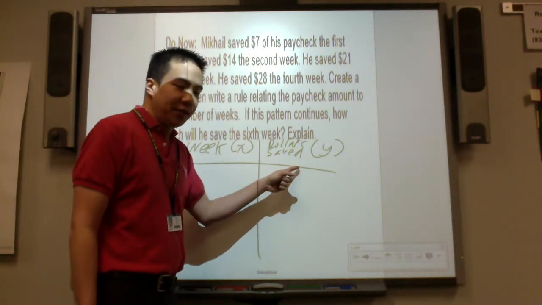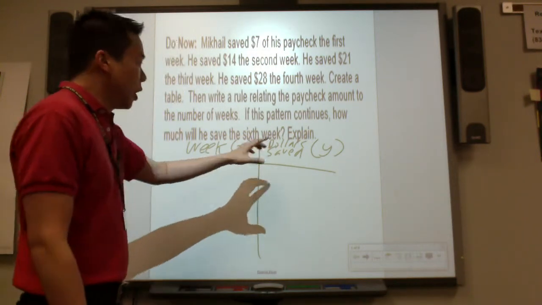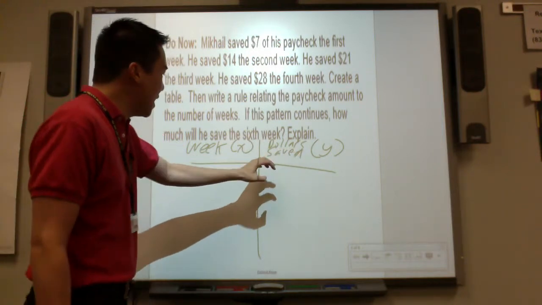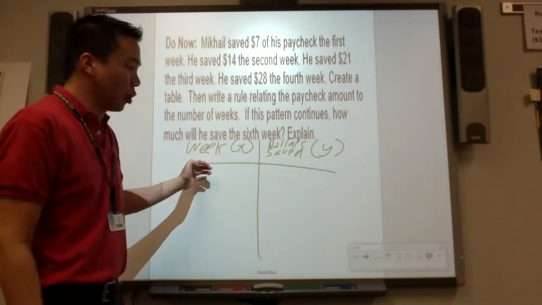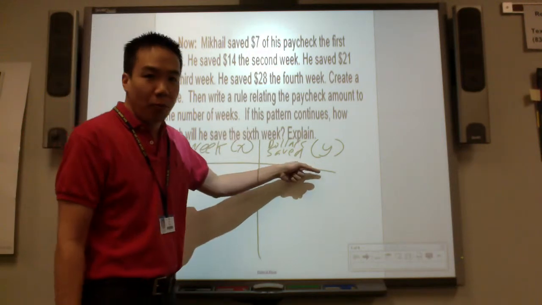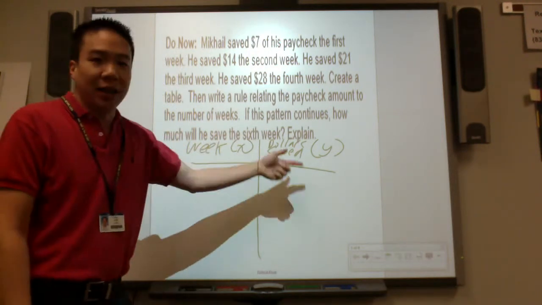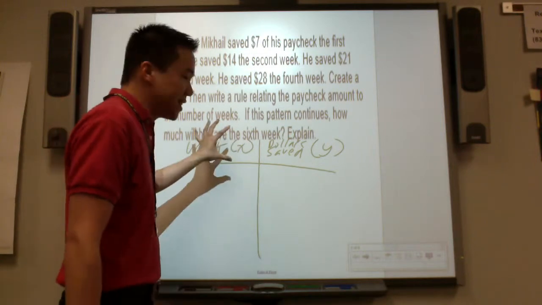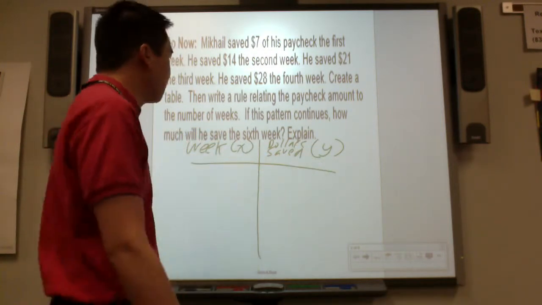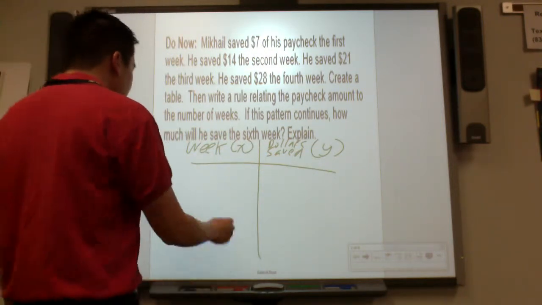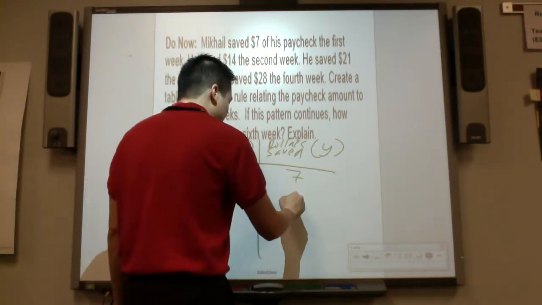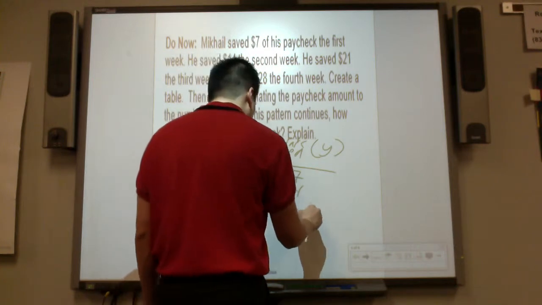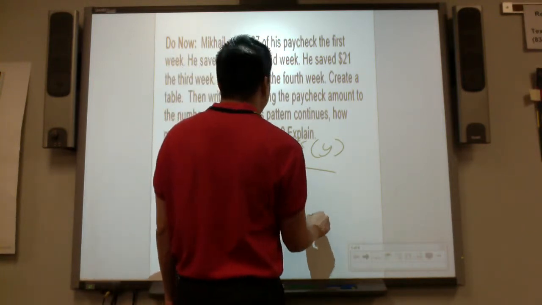The dollars saved is dependent because the amount of money he makes is dependent upon how many weeks there are. The more weeks there are, the more money he saved. The fewer the weeks, the less money he saved. That's why this is independent, this is dependent. So he saved 1 week, $7. 2 weeks, $14. 3 weeks, 21. 4 is 28. Did it stop there?